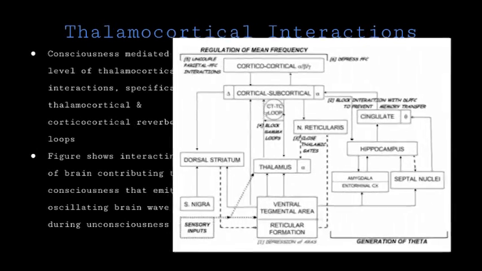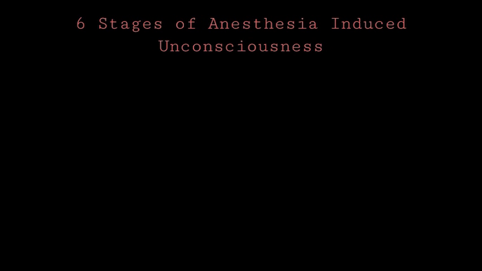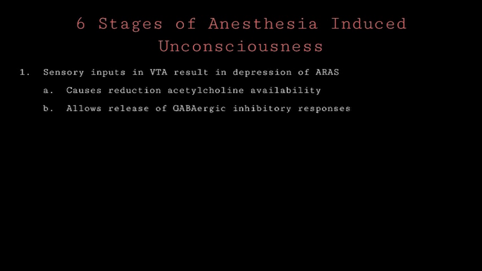This figure shows the interacting parts of the brain that may contribute to consciousness. These are also the parts that emit oscillating brainwave patterns during unconsciousness. Researchers have broken down the effects of unconscious-inducing anesthetics into 6 substages. First, sensory inputs in the ventral tegmental area, or VTA, result in depression of the ARAS, or the ascending reticular activating system. This causes a reduction in acetylcholine availability and allows for the release of GABAergic inhibitory responses.